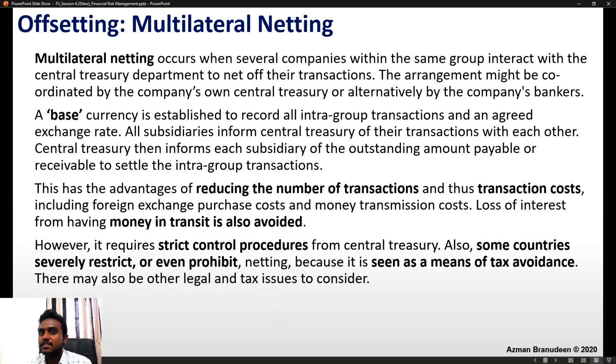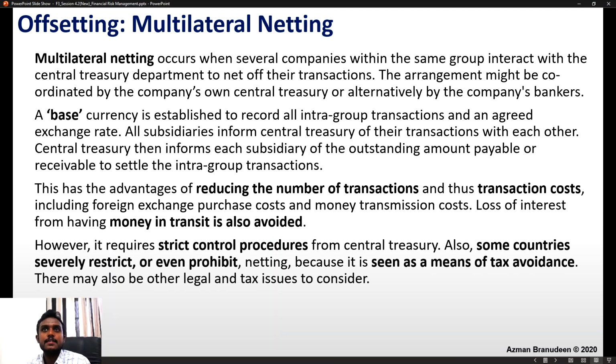This has the advantage of reducing the number of transactions and thus transaction cost, including foreign exchange purchase costs and money transmission costs. Loss of interest from having money in transit is also avoided. However, it requires strict control procedures from central treasury. Also, some countries severely restrict or even prohibit netting because it is seen as a means of tax avoidance. And there may also be other legal and tax issues to consider.